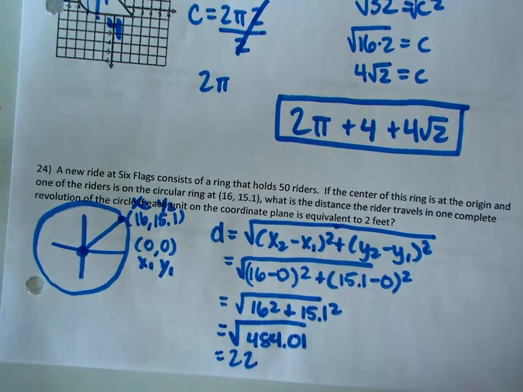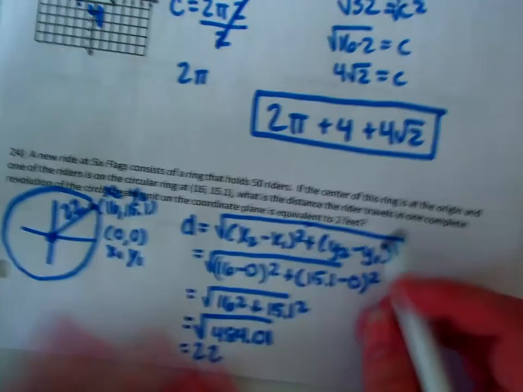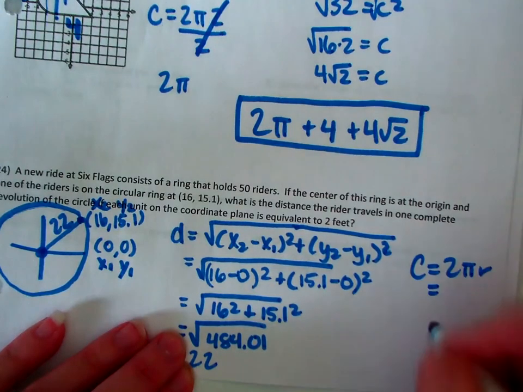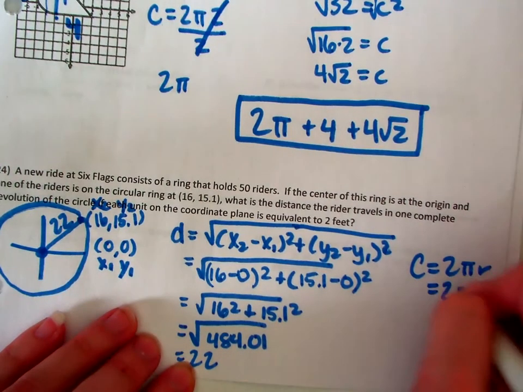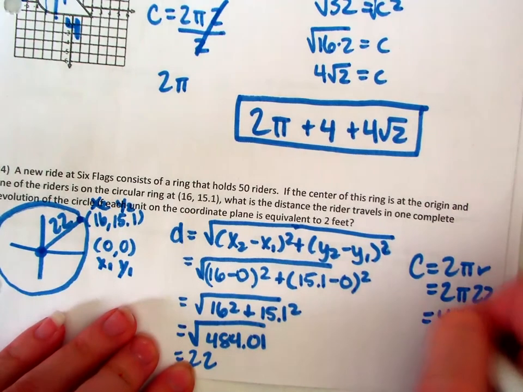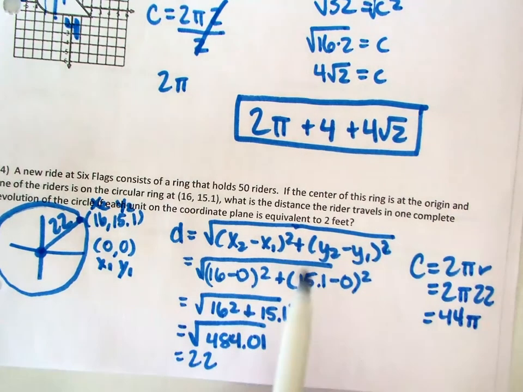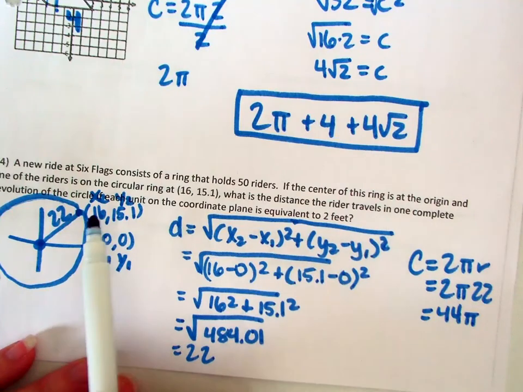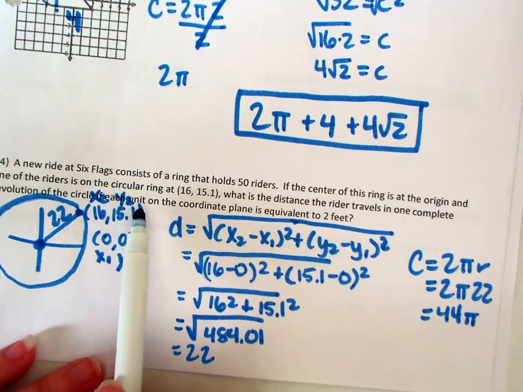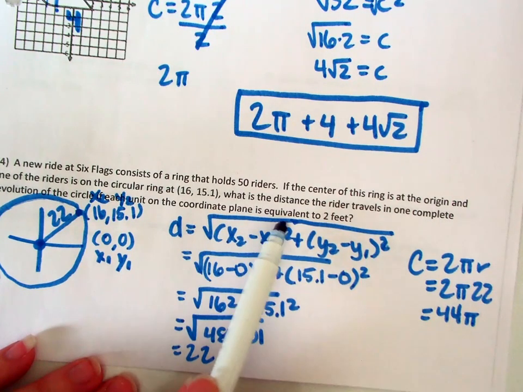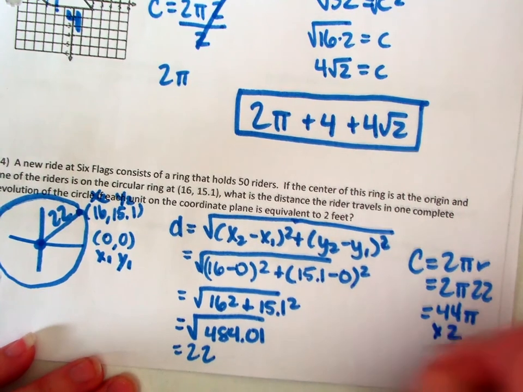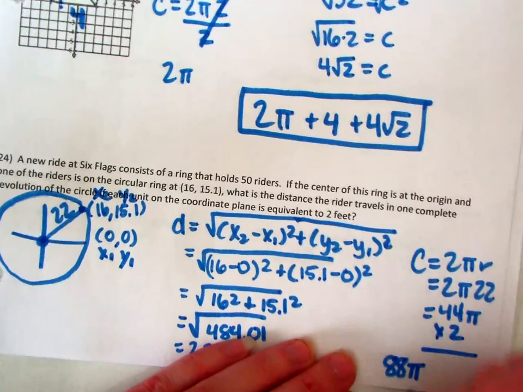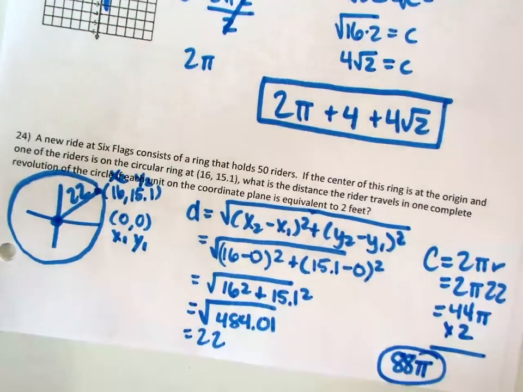So that is my radius, 22. So to do the circumference, that's going to be 2 pi the radius. Well, I just found the radius to be 22, so that's 2 pi 22, which is 44 pi. But we need to read very carefully here because it says the distance the rider travels in 1 revolution if each unit on the coordinate plane is equivalent to 2 feet. So I need to multiply this by 2. So we are talking about 88 pi feet, essentially, is what we're working with on this particular ride.